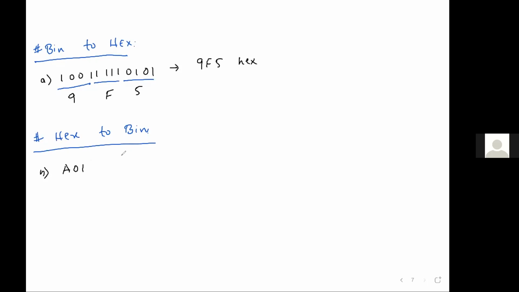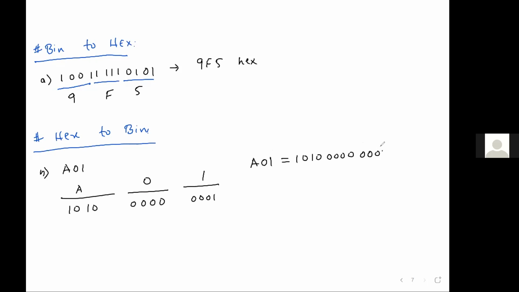So what is the binary form of A? What is the binary of A? 1 0 1 0. Yes, sir. 1 0 1 0. What is the binary of 0? 0 0 0 0. Exactly. Remember, always represent in 4 bits. And what is the binary of 1? 0 0 0 1. So all these are very simple. So your A01 in hex will be equivalent to 1 0 1 0 0 0 0 0 0 0 0 1 in binary.